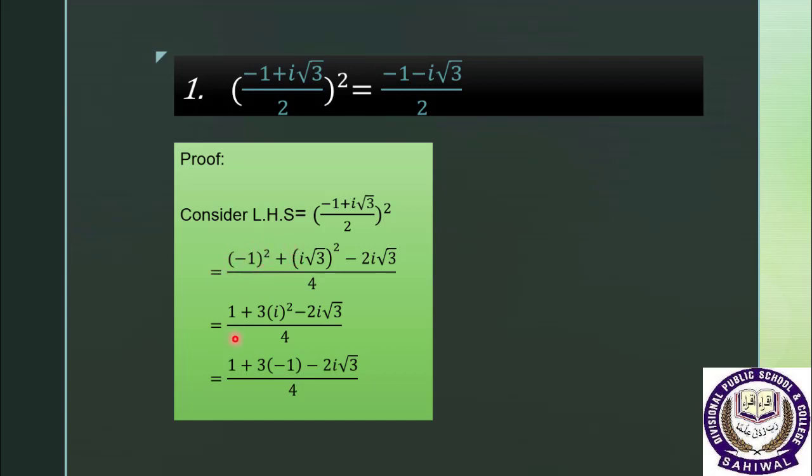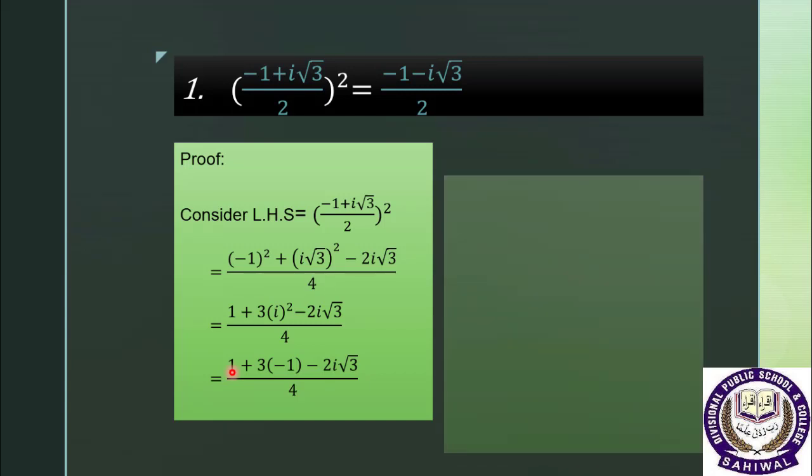(-1)² is equal to 1. (√3)² is equal to 3. The square and the square root cancel each other. i will become i². Minus 2i√3 will come as it is, divided by 4. i² is equal to -1, so we can write it as (1 + 3 times -1 - 2i√3) over 4.